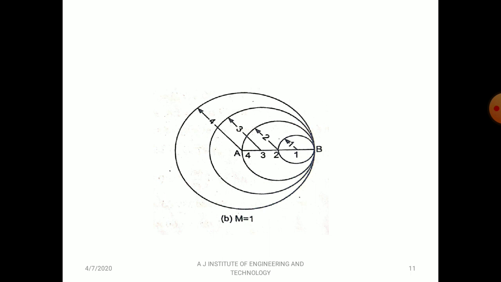Now the projectile moves to position 1. At position 1, the time required for the projectile to reach point B is 1 second. So the distance traveled by the projectile is V into dt, that is 1 into 1, equal to 1 unit. Now the distance traveled by the disturbance is C into dt. C value is 1, dt is 1, so 1 into 1, that is 1 unit. Taking 1 as the center point, draw one more circle with a radius equal to 1 unit. So this is the case for M equal to 1, or sonic flow.